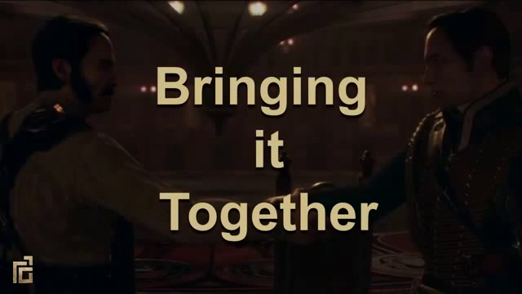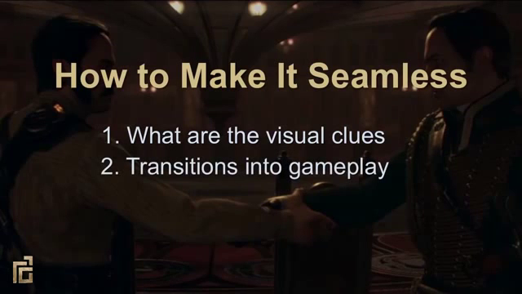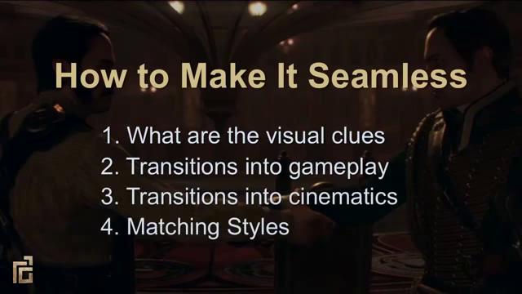We talked a bunch about how we made cinematics feel real, and the things we did to make gameplay motion feel real. But now let's talk about how we tried to blend the two to make the entire game a filmic experience. First, we tried to identify some of the obvious visual clues that you can tell gameplay from cinematics. We'll talk about transitioning between cinematics and gameplay, then we'll talk about gameplay into cinematics, and finally, how we try to keep a consistent style between the two.